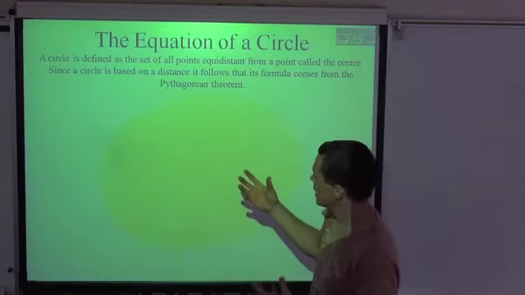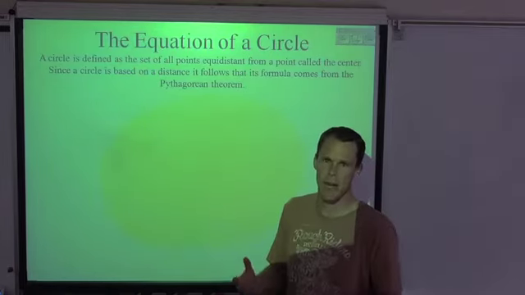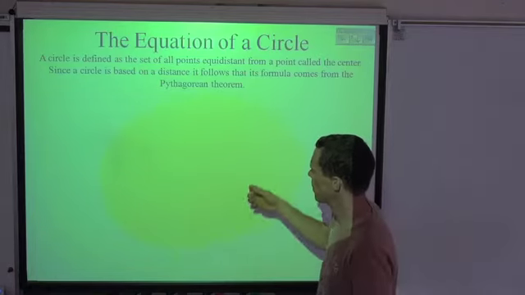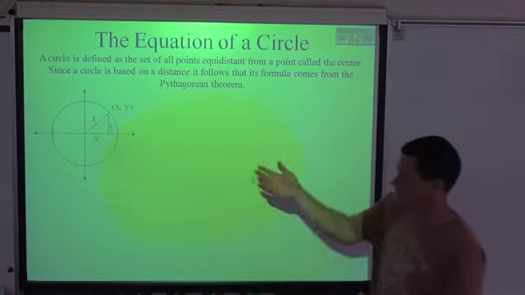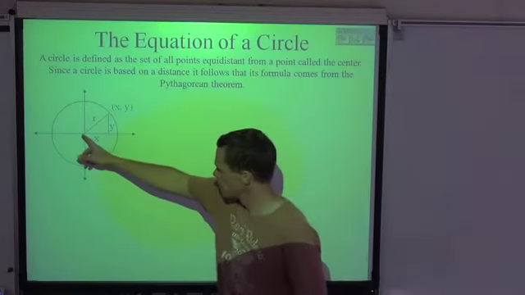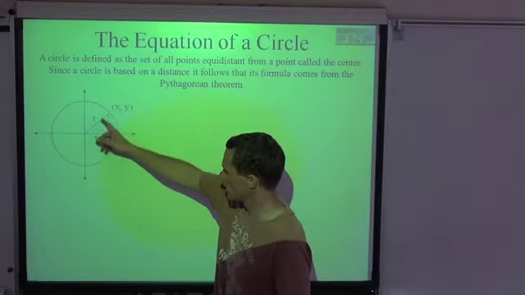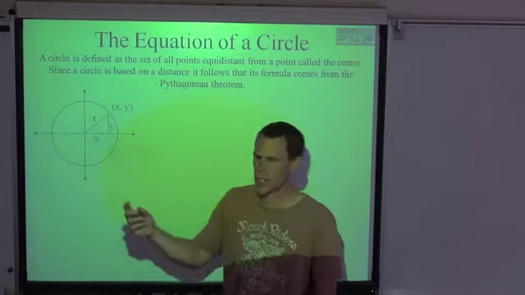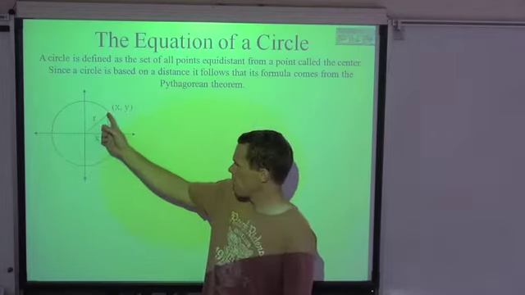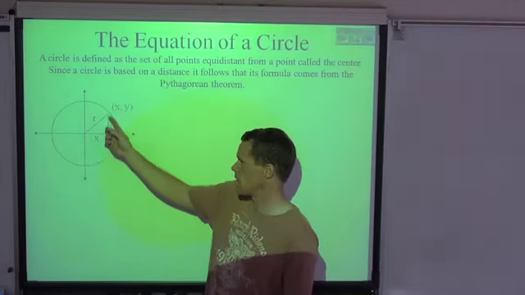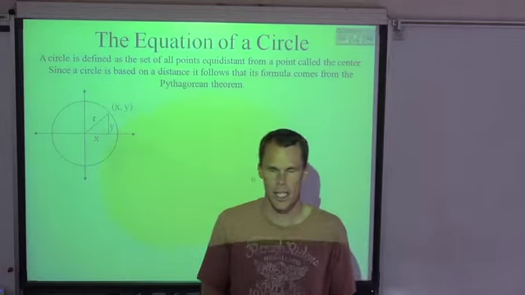Now, because circles are all based on distance, then the Pythagorean theorem has to show up, because the Pythagorean theorem is where the distance formula came from. So we're going to take a look at this circle here, where the circle has a center and it has a radius that touches every point on the circle. Now if we put the center on the origin, then every point on the circle is a certain distance to the left and a certain distance up from the center.